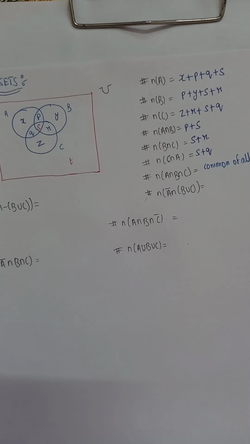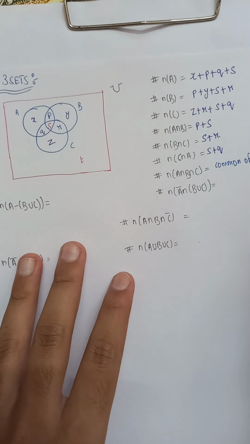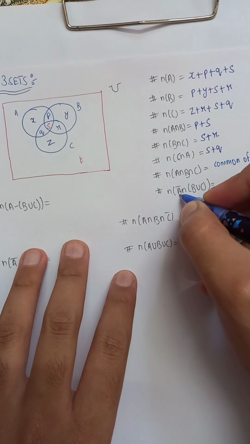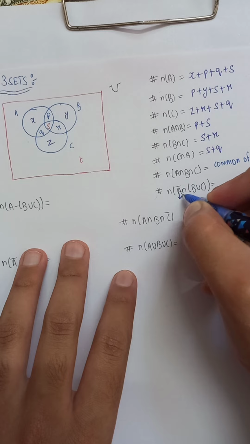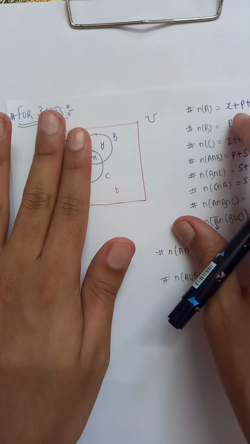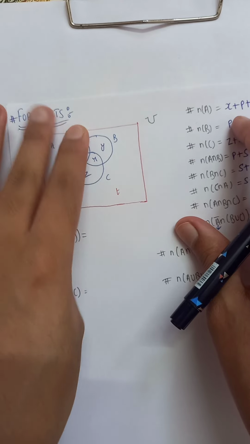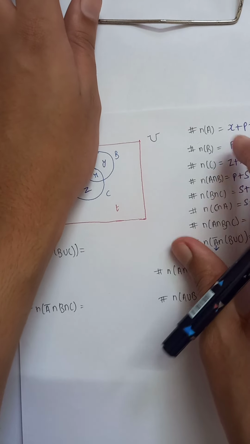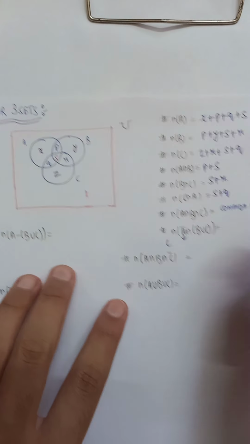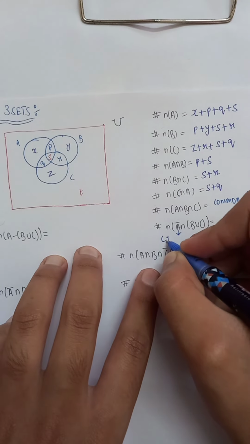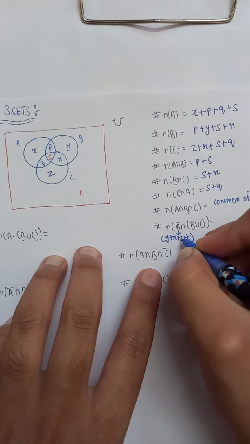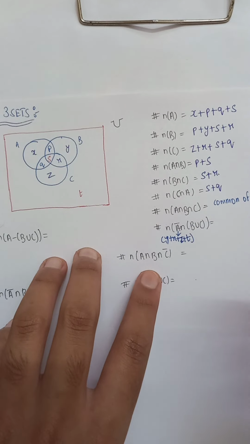What do we mean by A complement? A complement means you should not consider those elements which are present in A. So the rest of the elements, leaving A. If you don't consider set A, what elements are left? Y, R, Z, and T. So I can write Y plus R plus Z plus T for A complement.